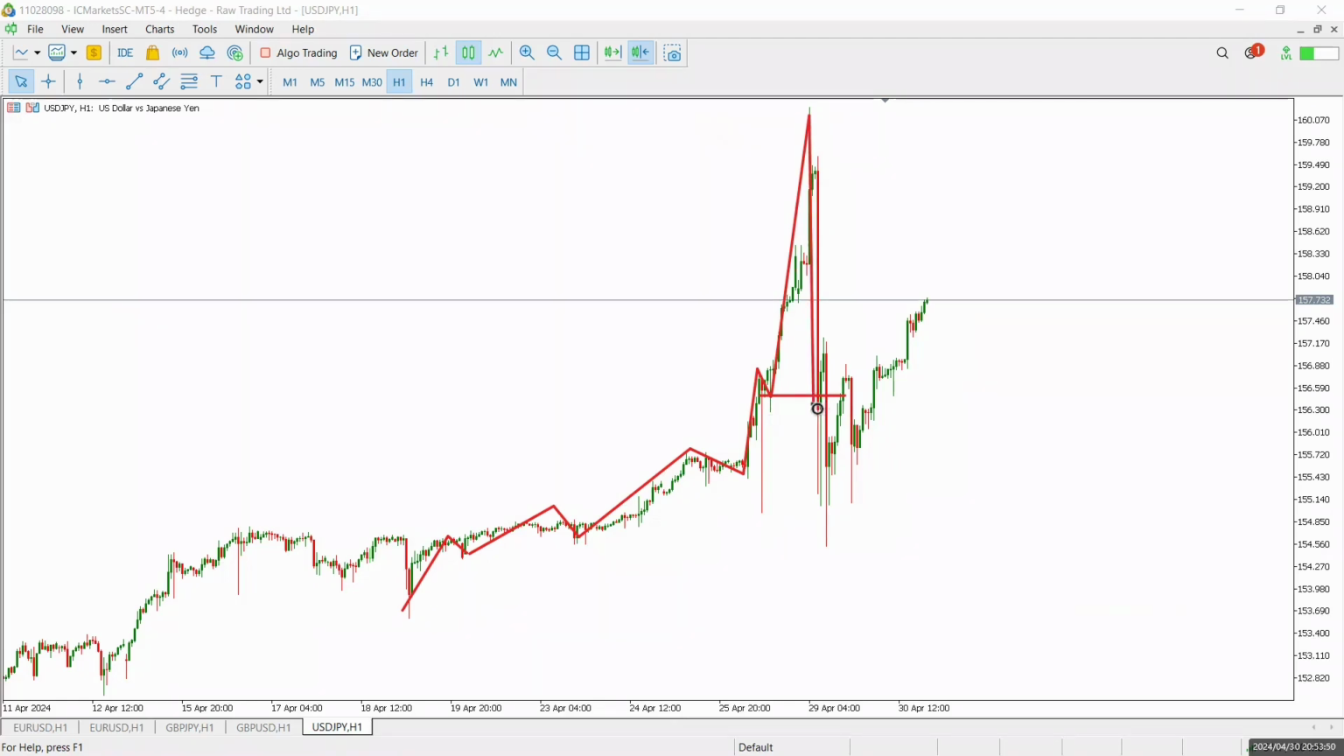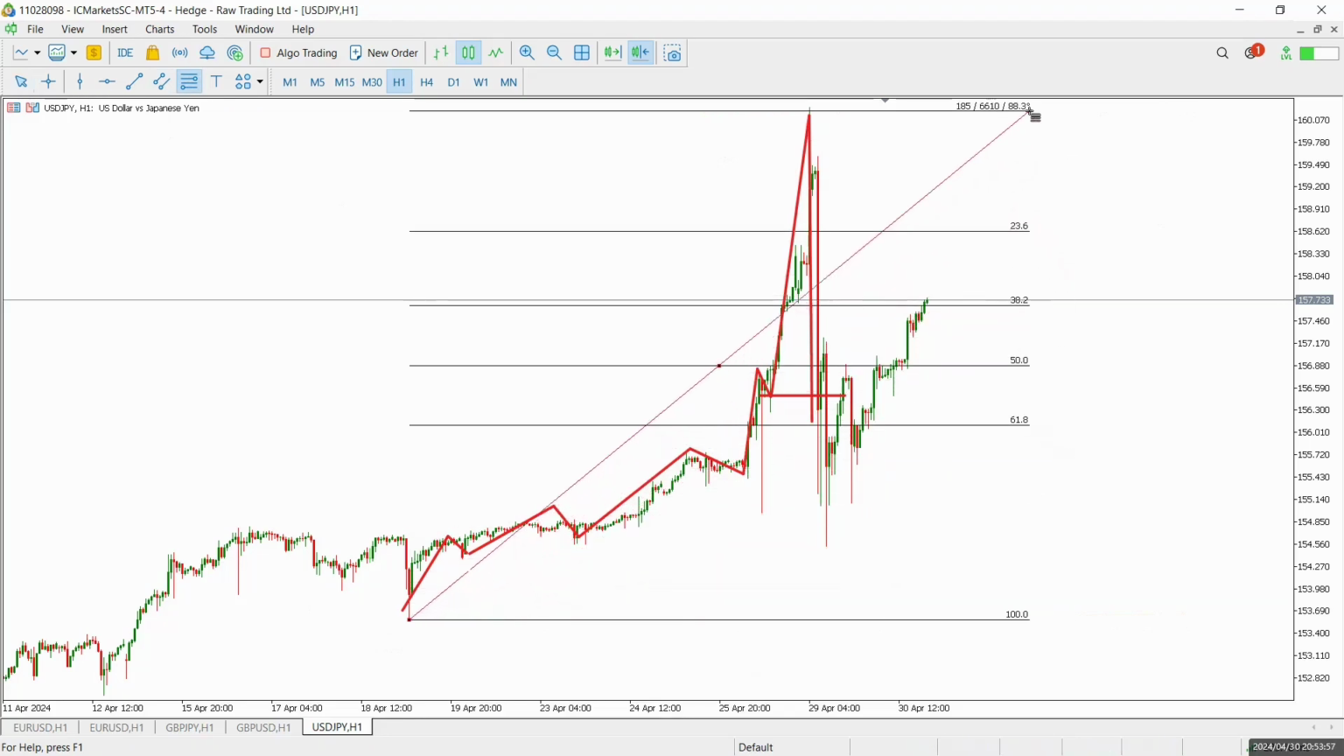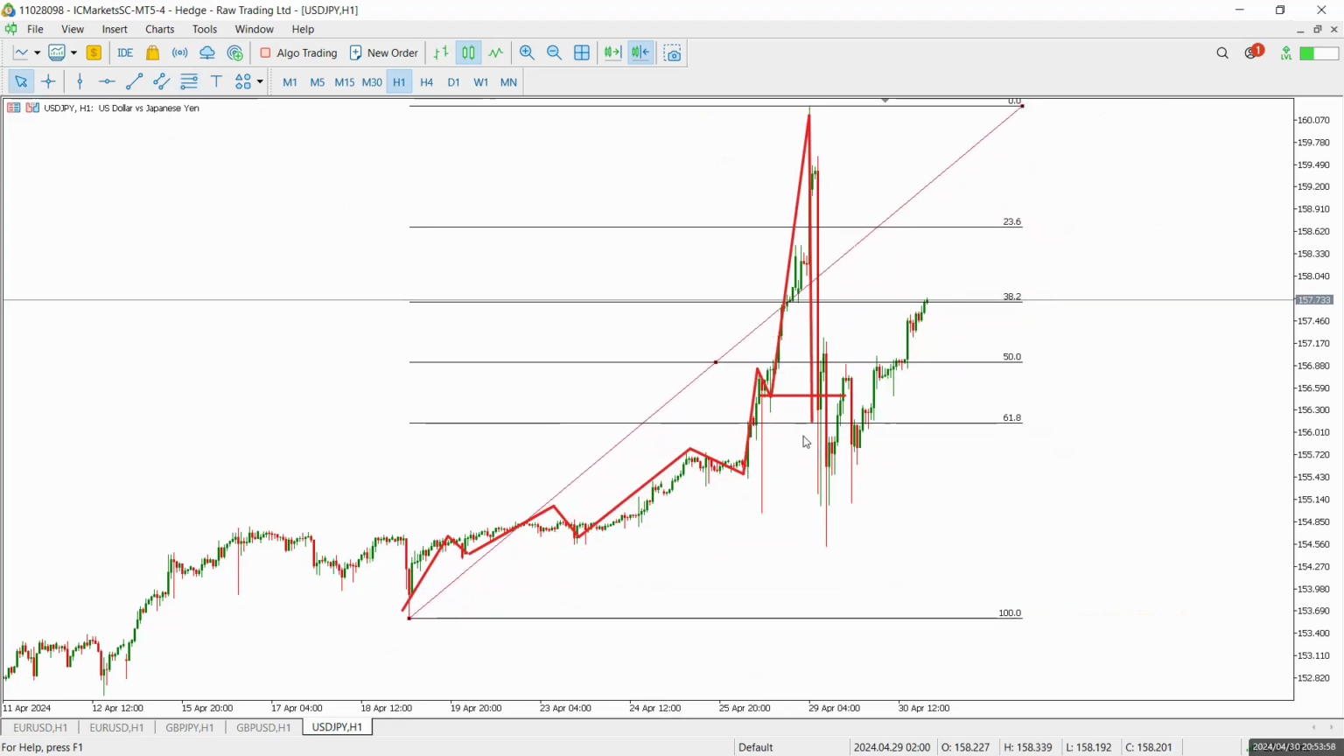So when the break of structure happened here, where is the take profit? Take profit is at 61 points of the broken fractal. Price has already gotten to 61 points. So when the break of structure happened, price was already close to 61.8, which means that there is no trade.